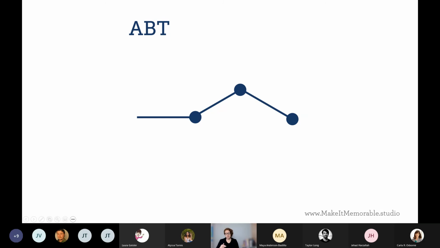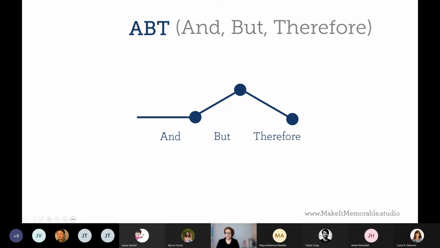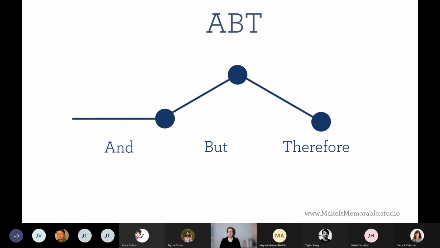By doing this, you're putting in and, but, and therefore, or fill in the word that works best for you. So but can be however, therefore can be so, but you're creating a story arc. You're forcing yourself to create conflict and forcing yourself to create a resolution. And so by using the ABT method, you're using and to really set the background, the situation, the stage.